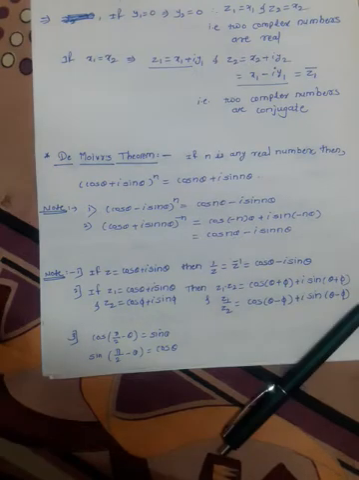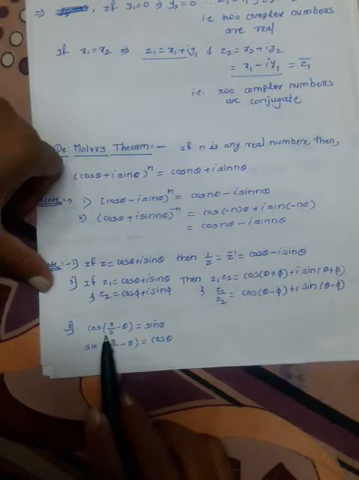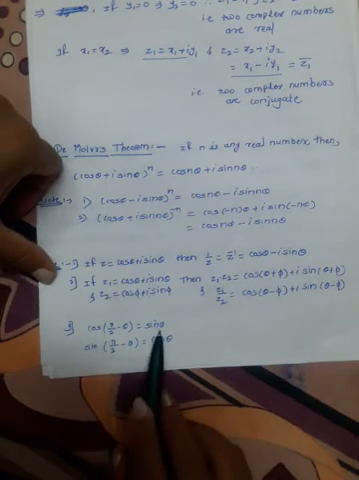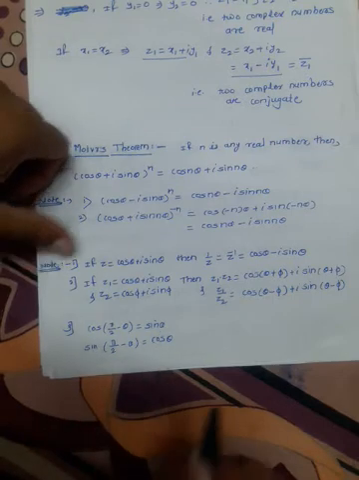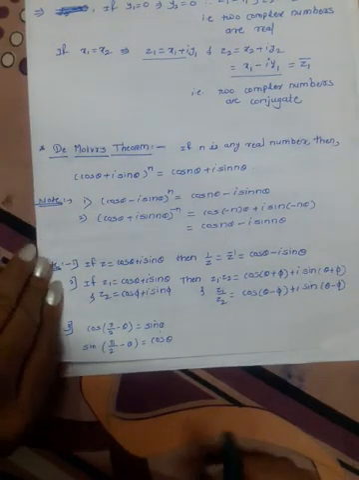The next note: cos of pi by 2 minus theta is sin theta, and sin of pi by 2 minus theta is cos theta. This identity we are going to use frequently in so many examples. Okay, we have already seen this identity.